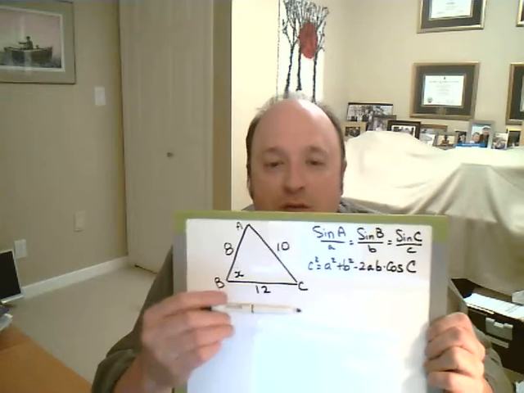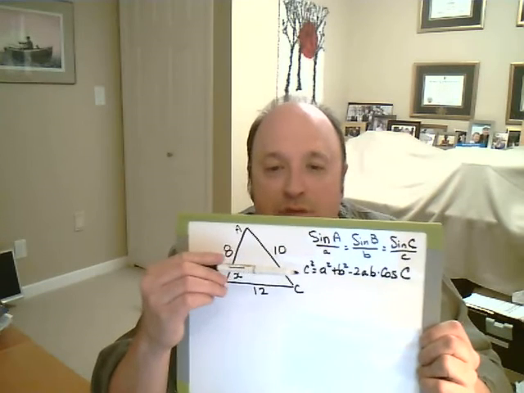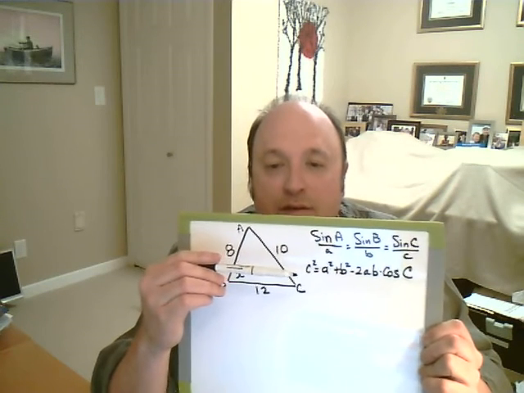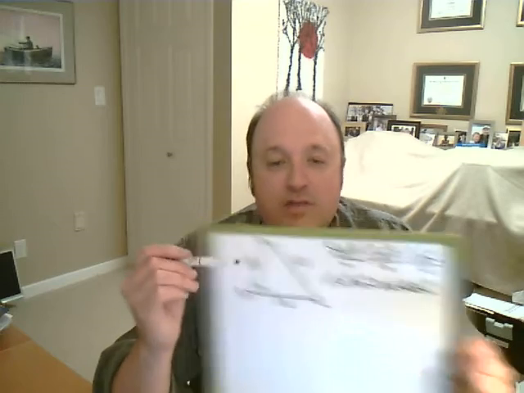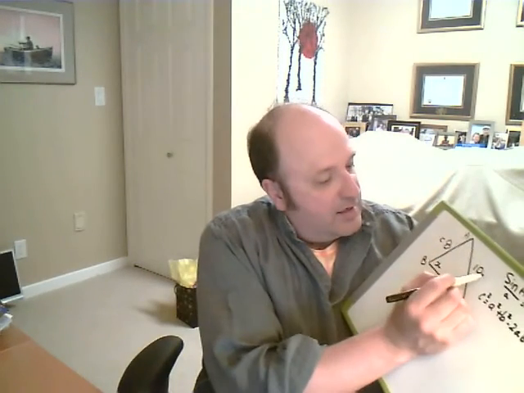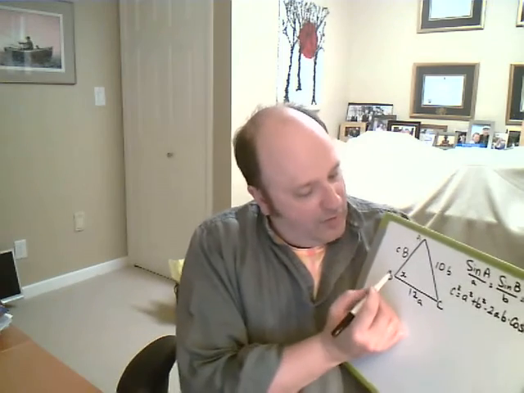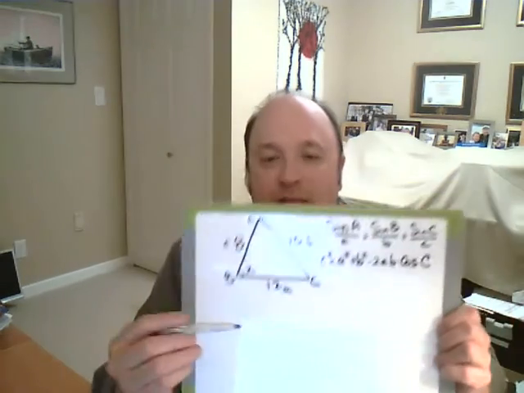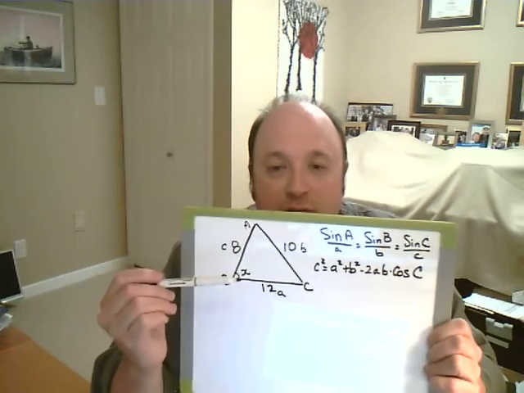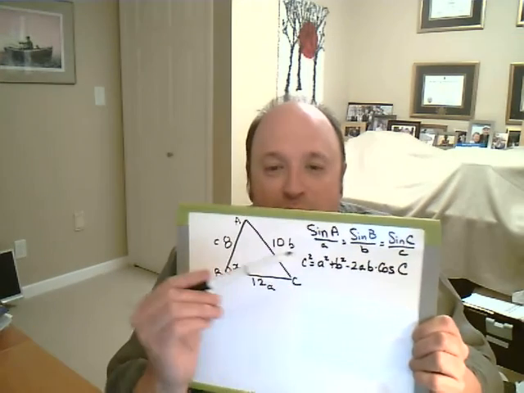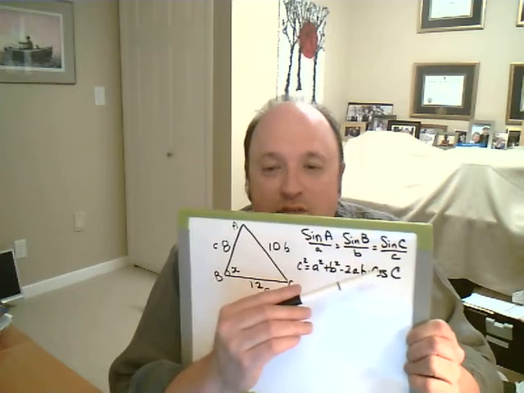Alright, so there's the cosine law that I gave you just a couple moments ago, and I've got c squared. So c squared is this guy over here. That's c, that's b, and that's a. And I'm looking for angle b, right? That's where my x value is. But I don't have any angle b in this formula. So I've got to change things around.